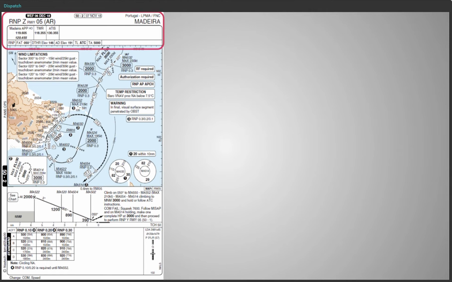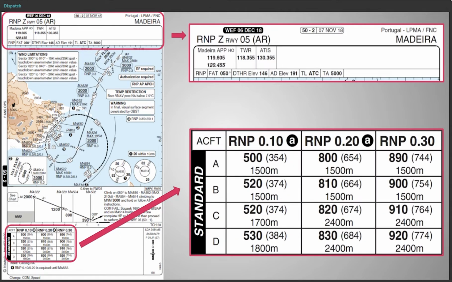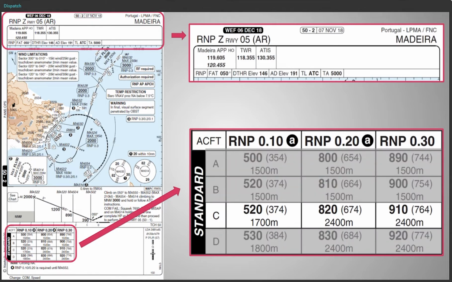In this example, the RNP AR procedure is charted as RNP Zulu runway 05 AR. RNP AR approach procedures can be designed with various minima depending on the RNP value, from RNP 0.1 to RNP 0.3 nautical miles as depicted on the approach chart. Let's look at some examples for the A320, which is a Category C aircraft.